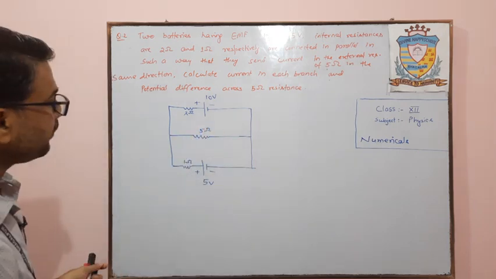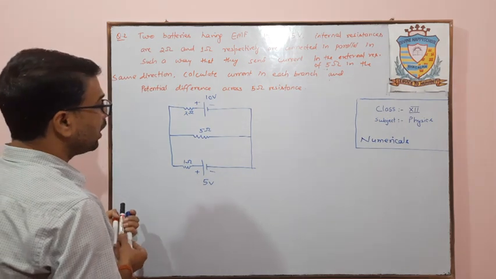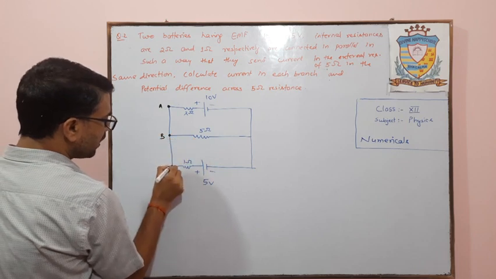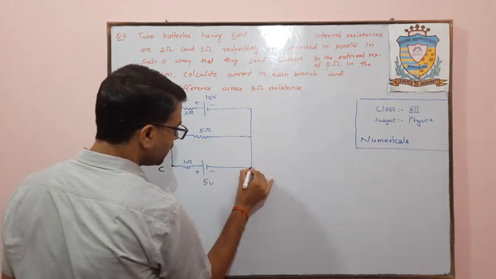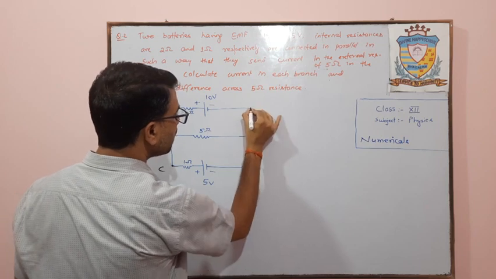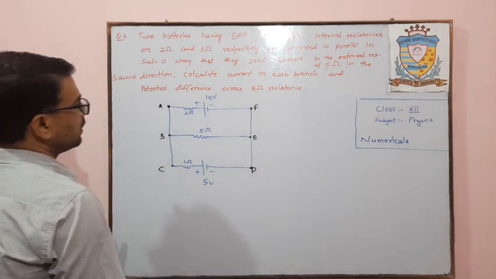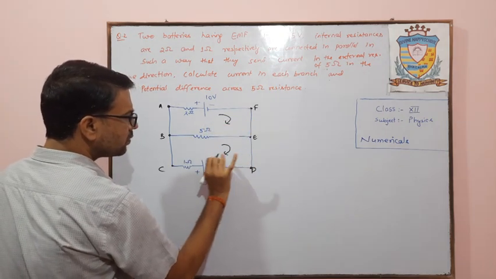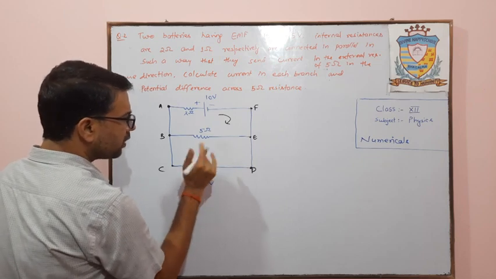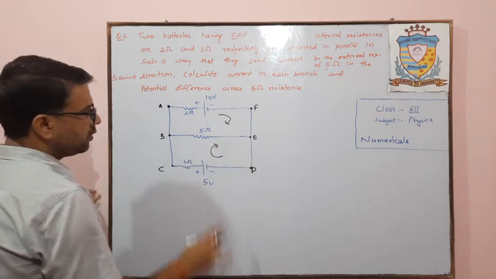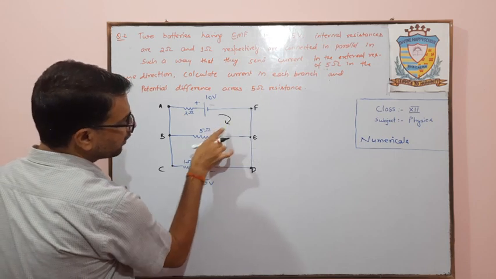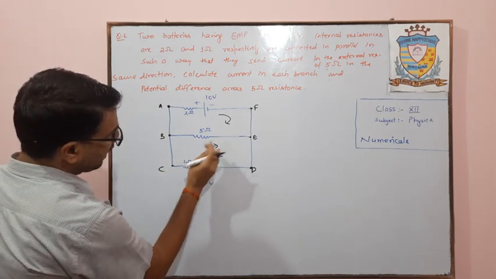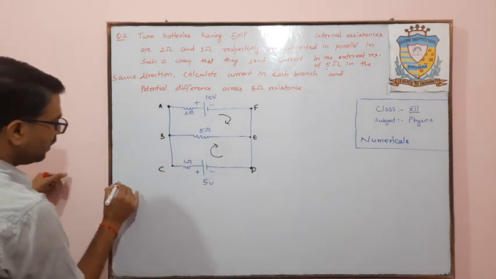Now again, this is the same as we solved previously. We will take the names of the junctions A, B, C, D, E and F. Now we'll choose the direction of calculation. In the first closed network I have chosen clockwise. For the other one we take the direction anti-clockwise.